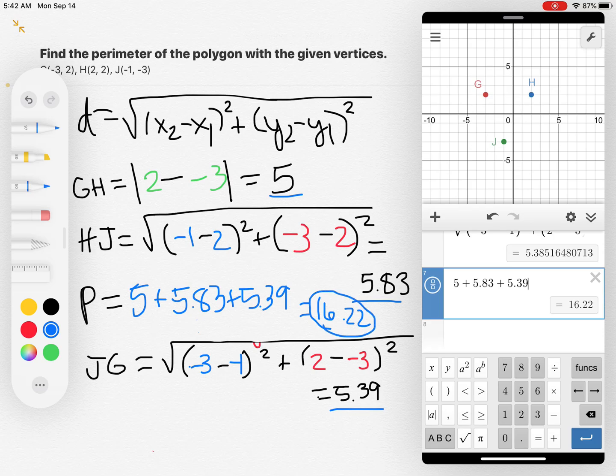They didn't specify a unit here. It could be feet, it could be miles, it could be whatever. When they don't give you a unit, we just say generically 16.22 units.